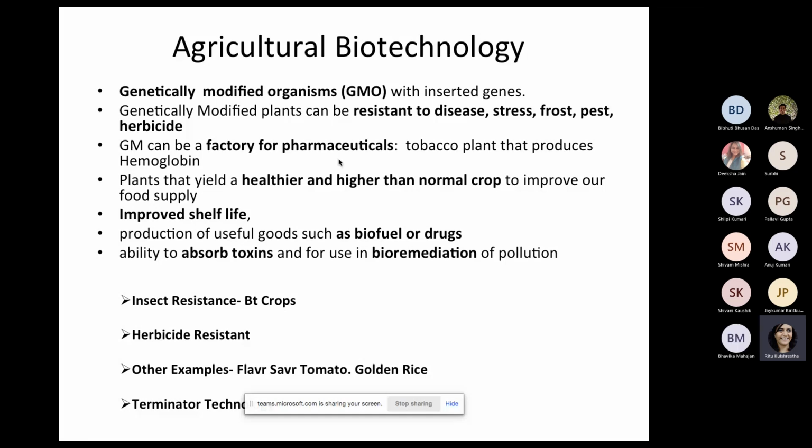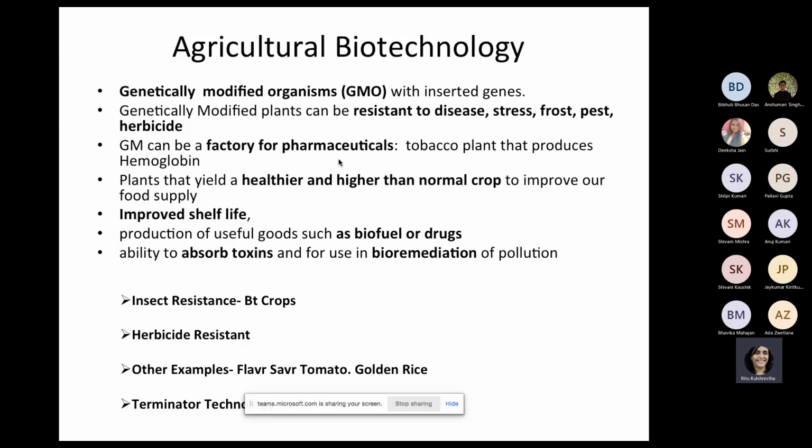Then also you want to make plants which are healthier or have higher yield as compared to the normal crop, or with improved shelf life. So these are various parameters which you think can be improved in plants. They can be used as factories for making biofuels or various drugs, or, if plants can absorb toxins, they can be used in the field of bioremediation as well. So it is just the ideas that come to your mind that have to be very innovative.